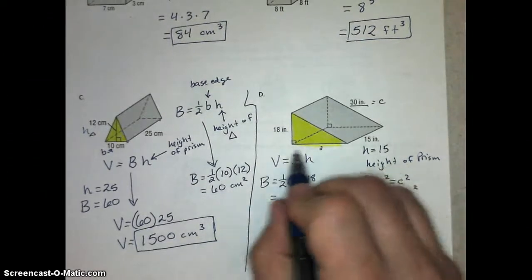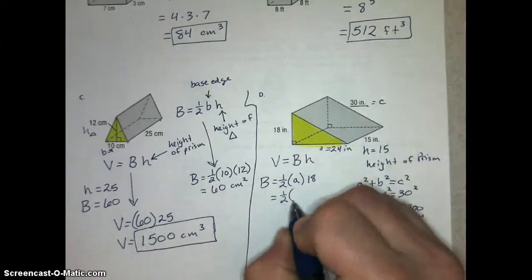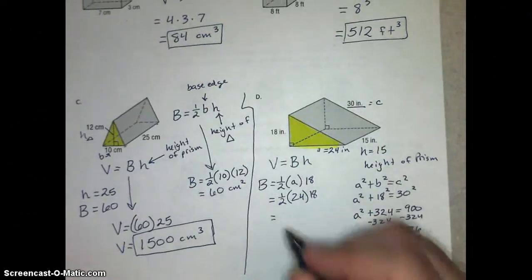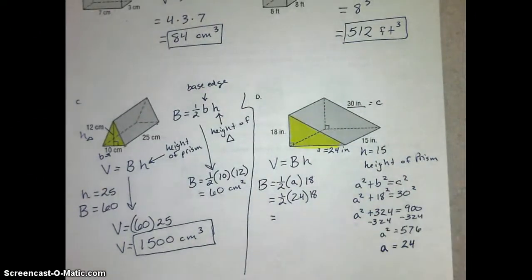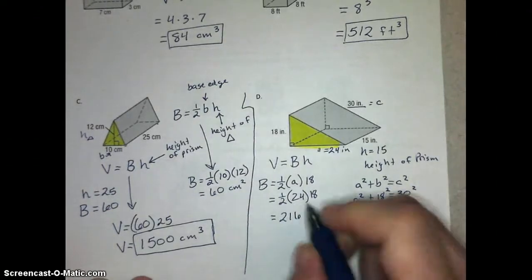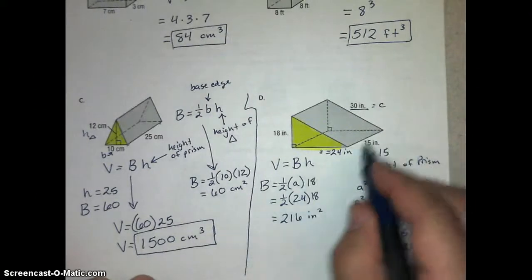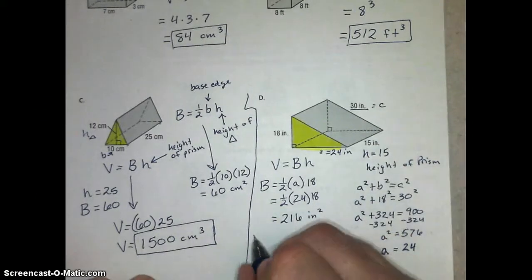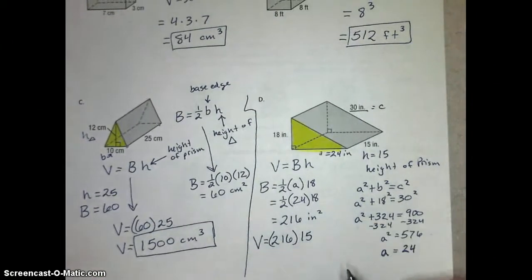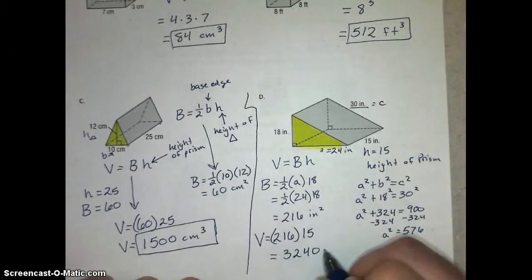So I'm going to plug that in for that length to get my area. The base edge I'm going to call 24. The height is 18. And then when I plug those in, I get a base area of 216 square inches. So I'm going to plug that in. Remember, the height of your prism we went back and said was 15, so volume is that base area of 216 times the height, 15. So our volume is 3,240 cubic inches.